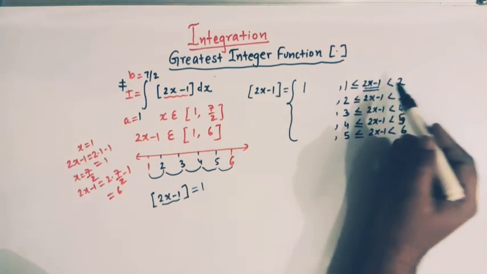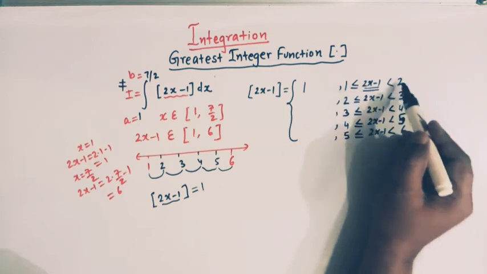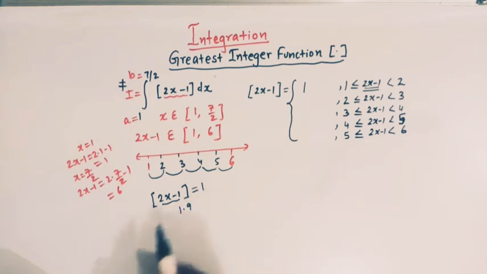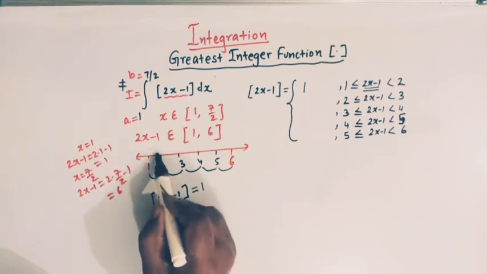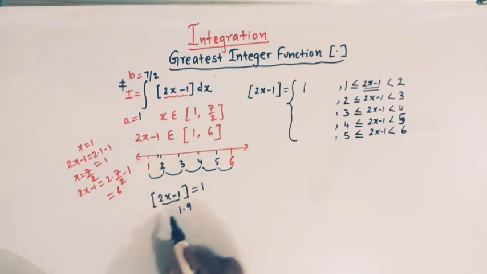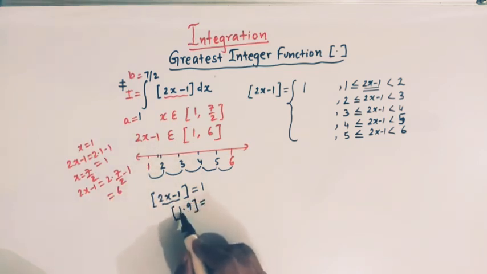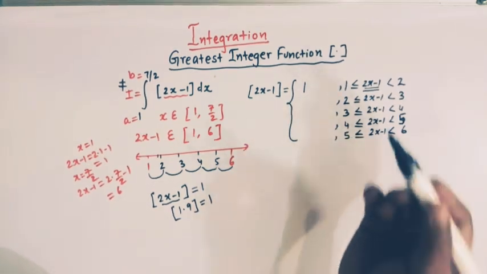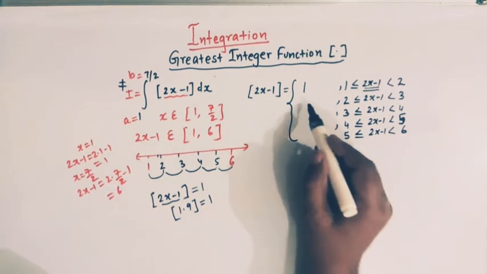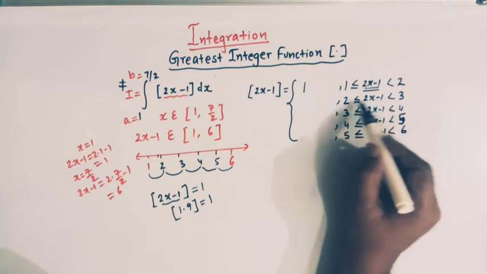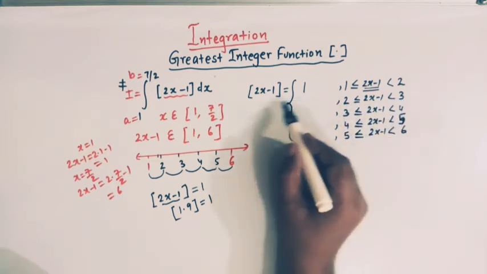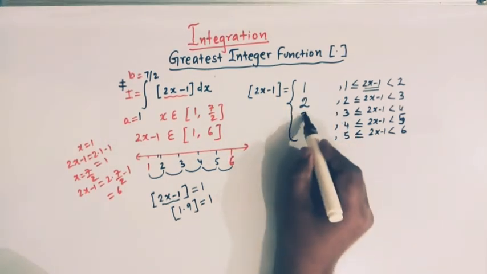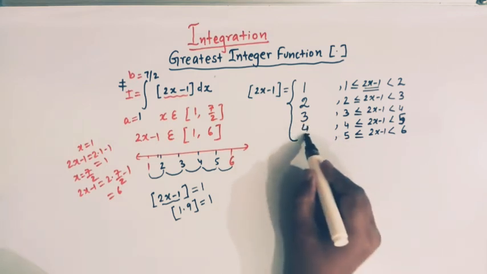For example, if we take a value between 1 and 2, for example 1.9, so 1.9 will lie somewhere here. Then the value of the greatest integer of 1.9 is equal to 1. So that's why we have written here 1. A similar argument goes for this interval also. When 2x minus 1 lies between 2 and 3, then the value of the greatest integer function 2x minus 1 is 2. Similarly, here we have 3, here we have 4, and here we have 5.